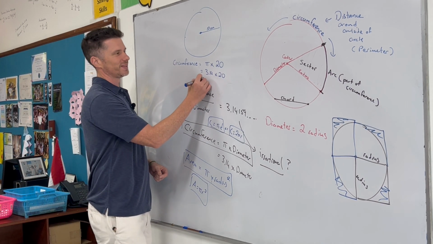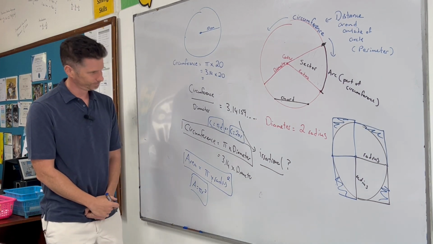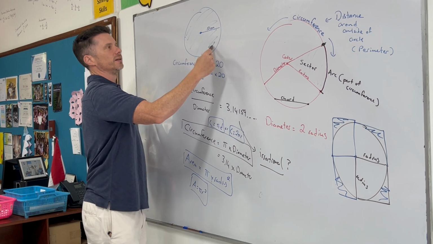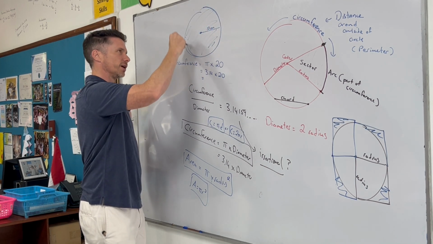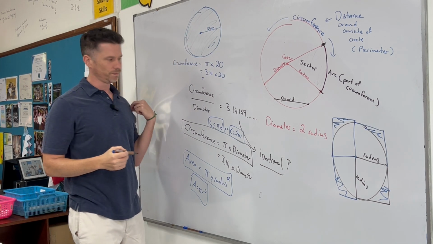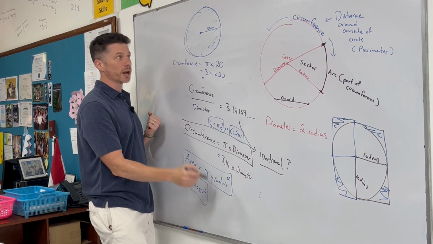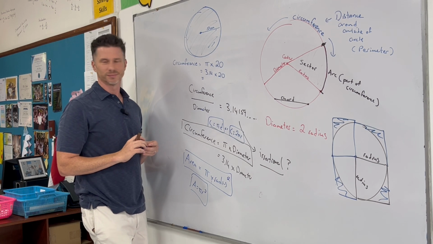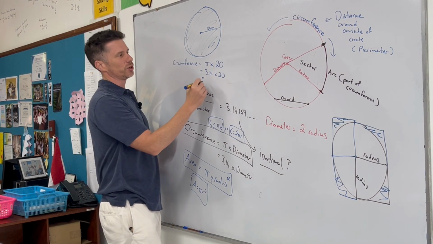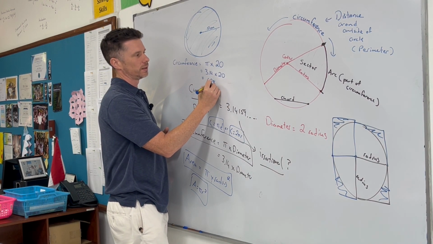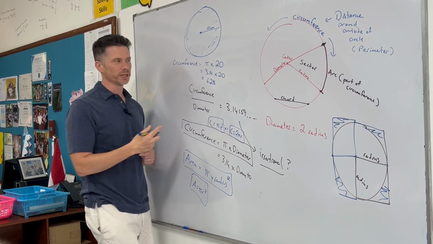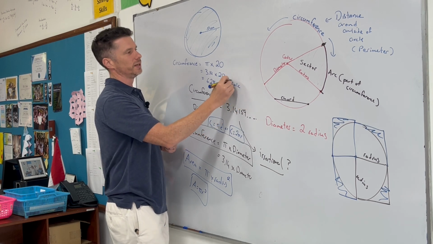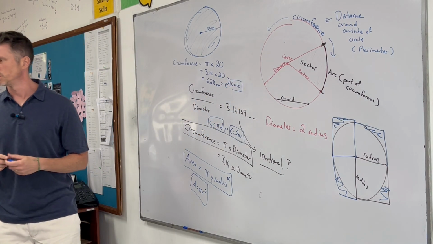Wait, so the circumference is the area? No, the circumference is not the area. The area is all the space inside. The circumference is the distance around the outside. All right, so this is going to be 62.8 centimeters. So you can use a calculator for that, that's no problem. You'll need a calculator for this unit and this test, so do use a calculator.